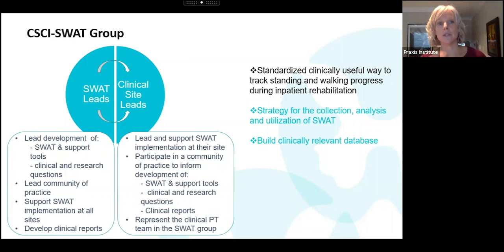So if we go back to the goals we had as a national group in developing this, one was standardizing the way to track all of this progress, which is what we talked about so far. The others were really to develop a strategy. How are we going to collect this information? How are we going to be able to use it at a national level? How is there a clinical database? Can we put all this information together in a place where we can use it to answer some of our clinical questions?